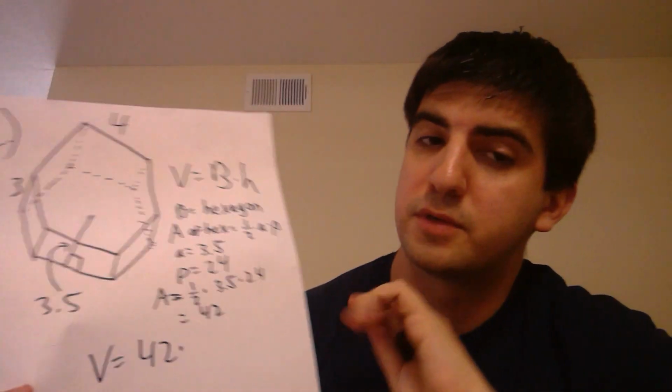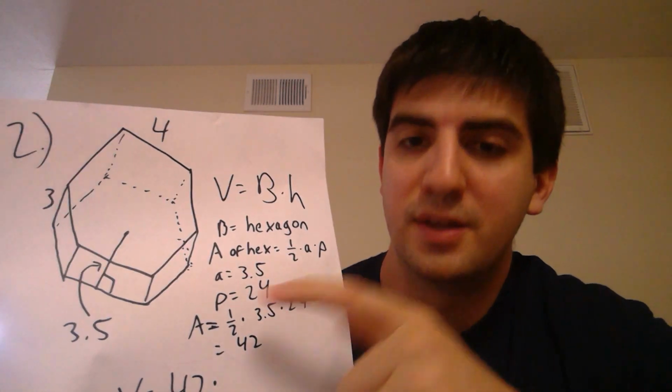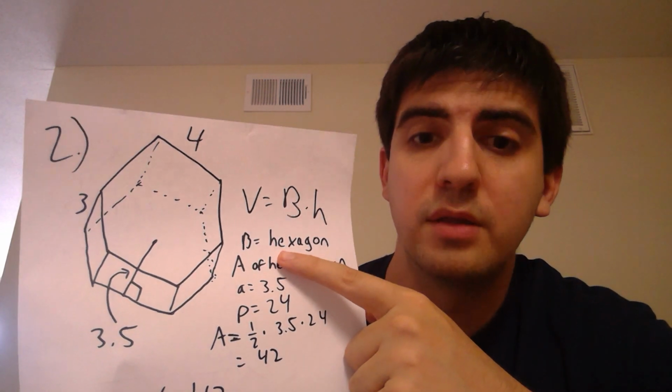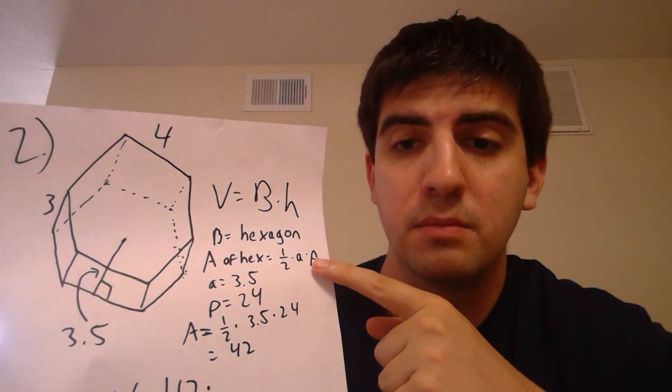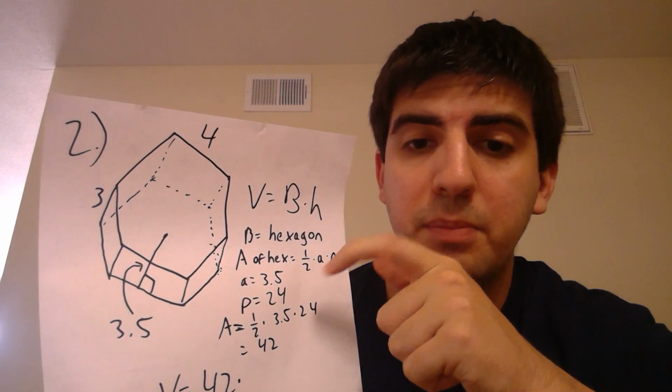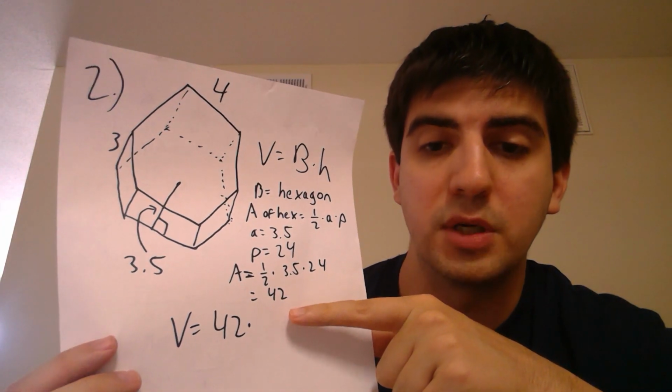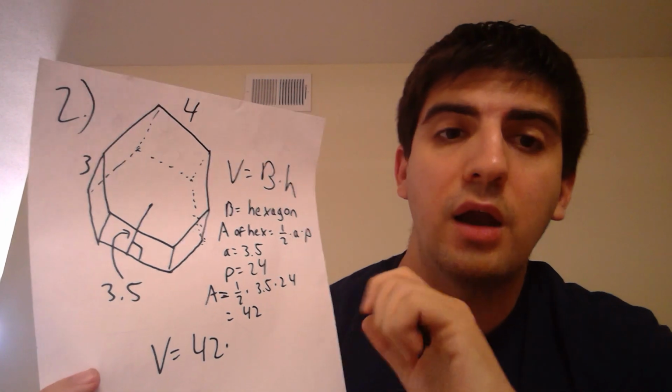All right. So just for the third time, sorry to be redundant here, the base of this shape is a hexagon. The area of a hexagon is 1/2 AP. I found A, I calculated P, I plugged it all in, I got 42. 42 is the area of the base.